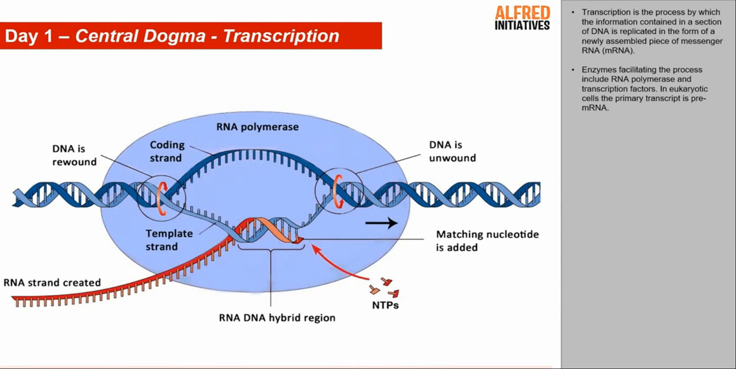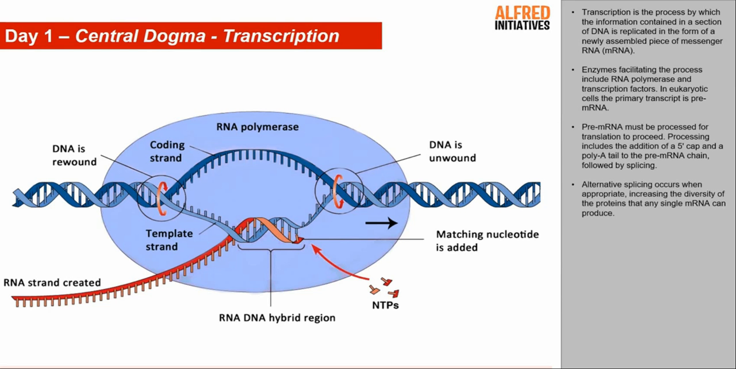In eukaryotic cells, the primary transcript is pre-mRNA, pre-messenger RNA. Pre-messenger RNA must be processed for translation to proceed. Processing includes the addition of a 5' cap and a poly-A tail to the pre-mRNA chain, followed by splicing. Alternative splicing occurs when appropriate, increasing the diversity of the proteins that any single messenger RNA can produce. The product of the entire transcription process that began with the production of the pre-messenger RNA chain is a mature messenger RNA chain.